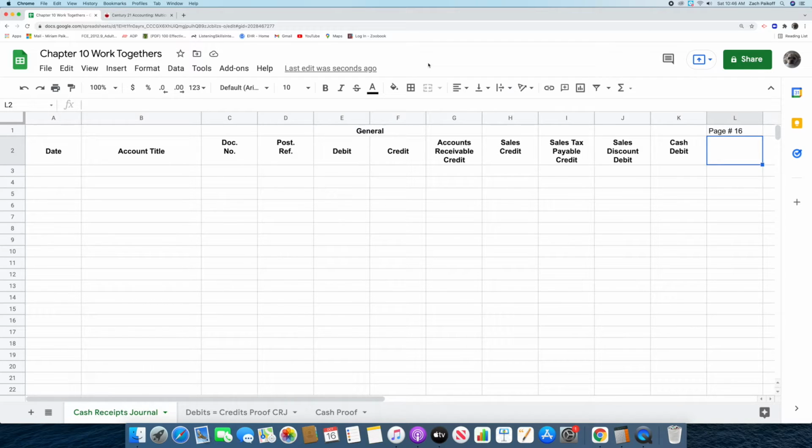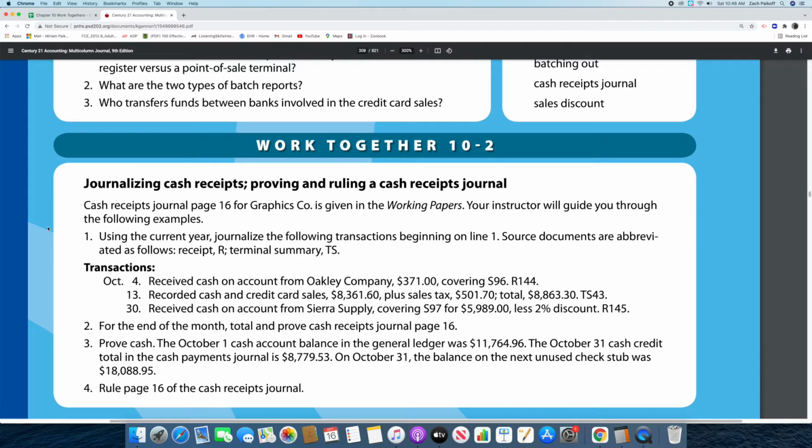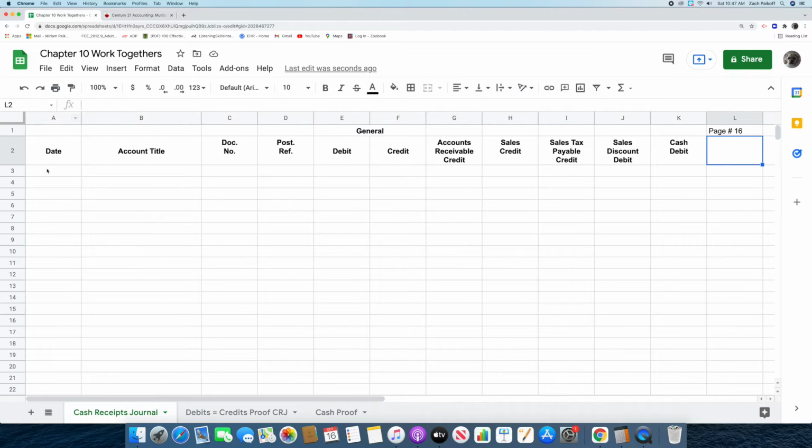Now that we have put in the page number, we are ready to move on to the transactions. So this first transaction reads, on October 4th, received cash on account from Oakley Company, $371, covering S96, receipt number 144. Okay, so for this transaction, the first thing that we're going to do is put in the date, which is October 4th, of the current year, which is 2021, in the date column.